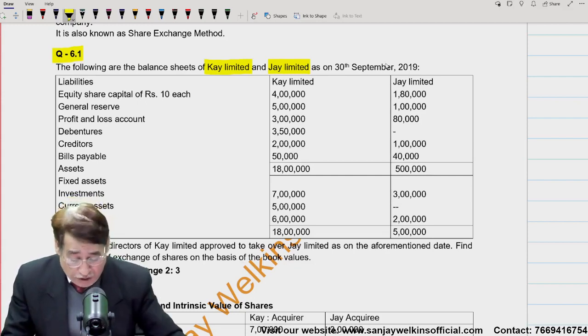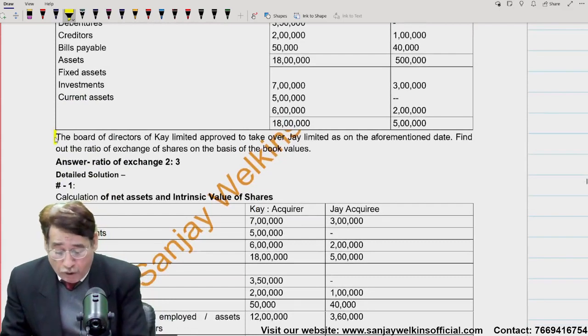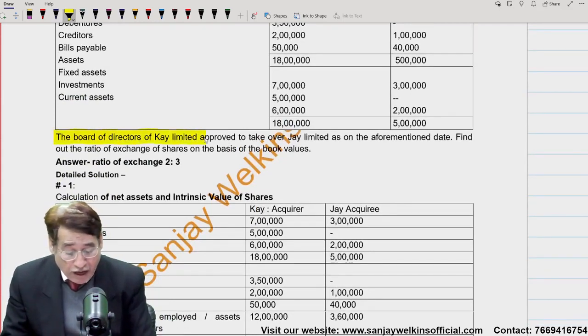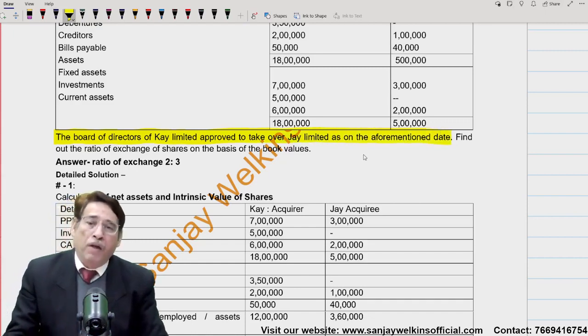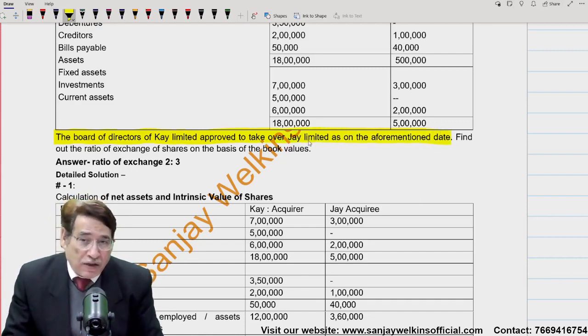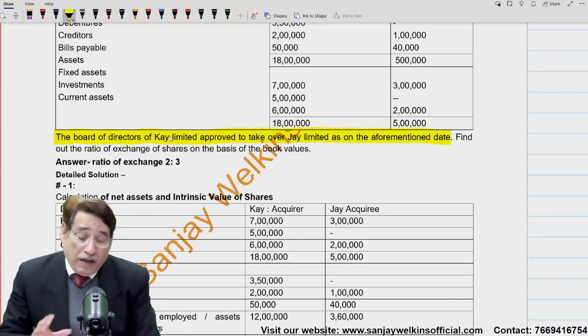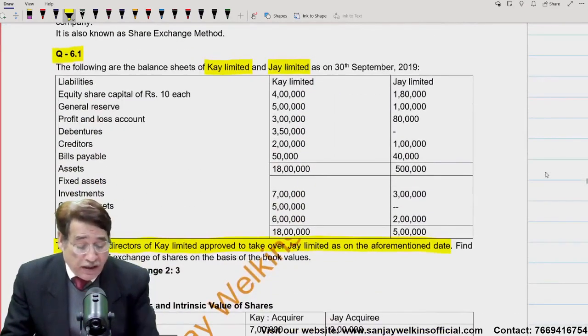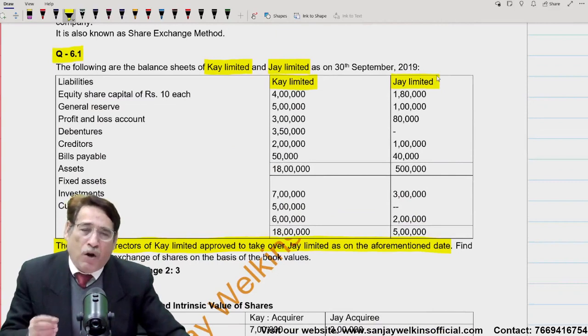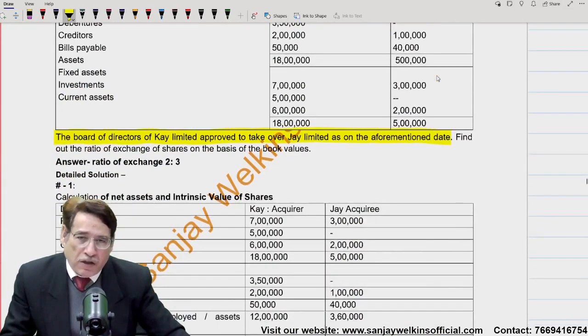So this is the balance sheet given to us. And below it is written that the Board of Directors of K Limited approved to take over J Limited on the aforementioned date. So that means in this particular case, K Limited is the purchasing company or the acquirer company, and J Limited is the acquiree company, or the company which is selling the business, also known as the vendor company. Is it clear to you?